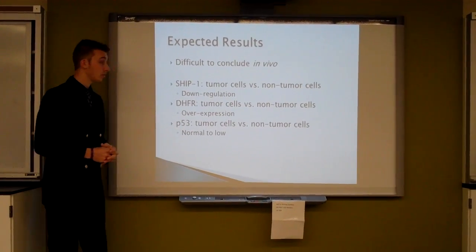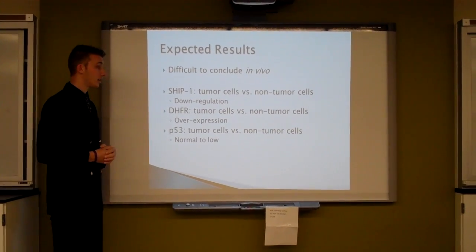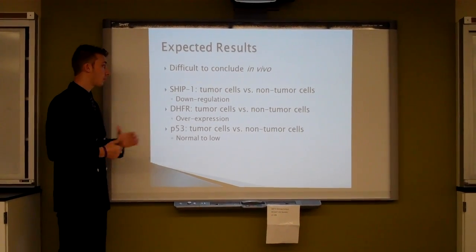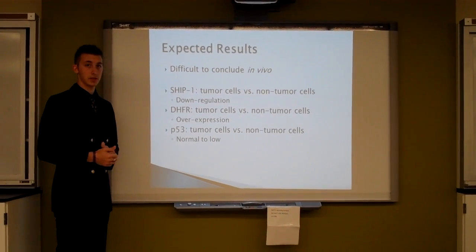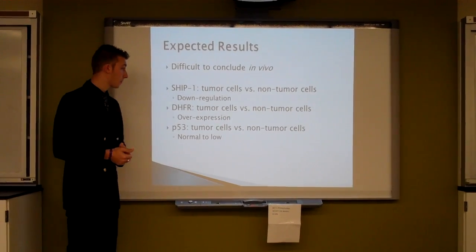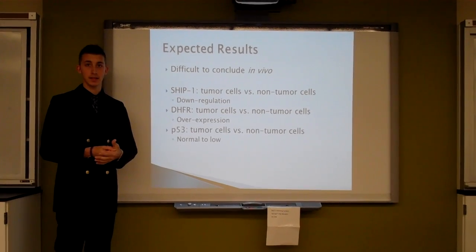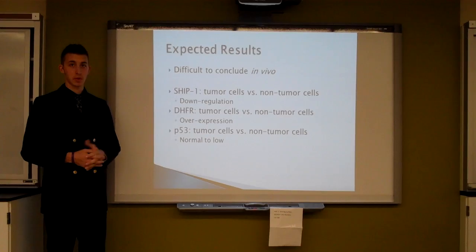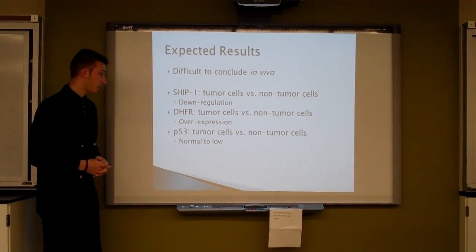The expected results include, it's difficult in vivo to conclude obviously in the body, but in an experiment in the lab, it's much easier to analyze protein expression. So SHP1, I'm expecting in tumor cells versus non-tumor cells, downregulation due to its implications within being knocked out within tumor cells. DHFR, I'm expecting overexpression due to its implications within S-phase cell cycling. The tumors are overproliferative cells, so I'm expecting DHFR to be overexpressed within tumor cell lines versus non-tumor cell lines, B cells, T cells, and macrophages.